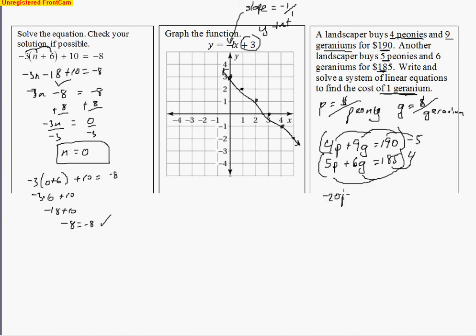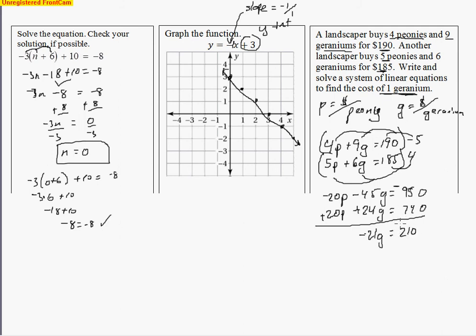Negative 20P minus 45G equals, and then I've got 0, 45, carry a 4, and that makes 9, so negative 900. Actually, let me go ahead and fix that. It should be 50. So let me get an eraser in here. And so negative 950. And then over on this bottom portion, we have 20P plus 24G equals, and then when I multiply 4 times 185, I get 740. So when I go ahead and add these together, I end up getting negative 21G equals negative 210.